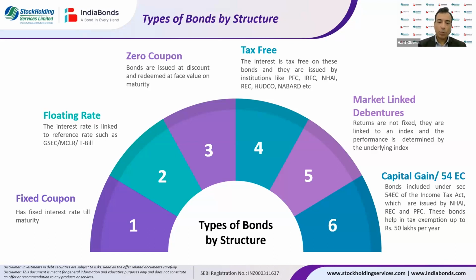So if GSEC is 6.5 plus 25, यानी कि आपका अभी 6.75 rate coupon हो गया. If a GSEC moves from 6.5 to 6.75, it means the coupon rate of the bond will be readjusted to 7% because वो coupon rate plus 25 basis points. So these are known as floating rate bonds.